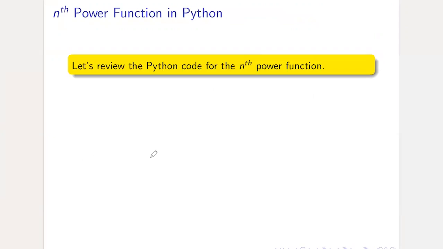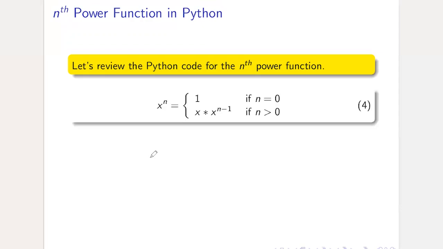Another example, so we had 3 examples. This is the third example, computing the nth power. Let's review the Python code to compute the nth power. Here we have the mathematical representation of the base case and the recursive case. If you consider the base case, when n equals 0, any value raised to the power of 0 is 1. So that's the base case.